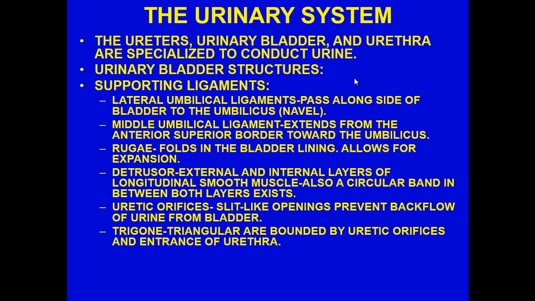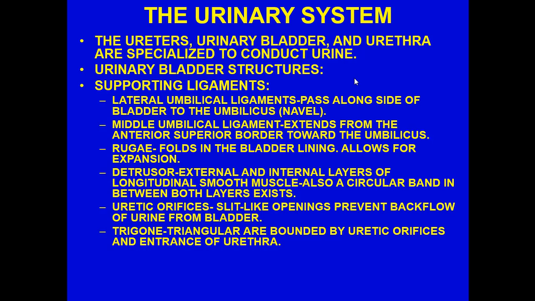You have these rugae. These are folds in the bladder lining. They allow for expansion as the urine fills up. The folds will recede as the bladder gets bigger and bigger. Now, there are layers of smooth muscle called detrusor. These are external and internal layers of longitudinal smooth muscle. There is also a circular band in between both the external and internal layers. And basically, when they contract, this is when you are actually expelling urine from the bladder.